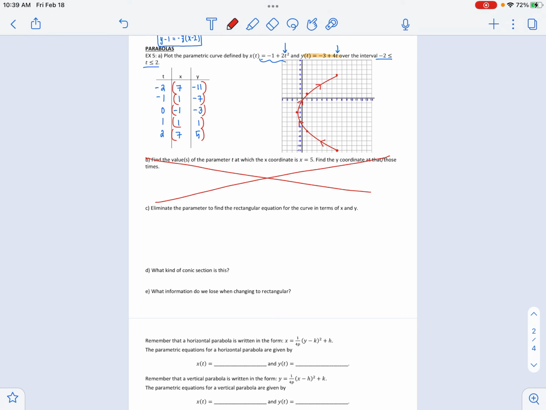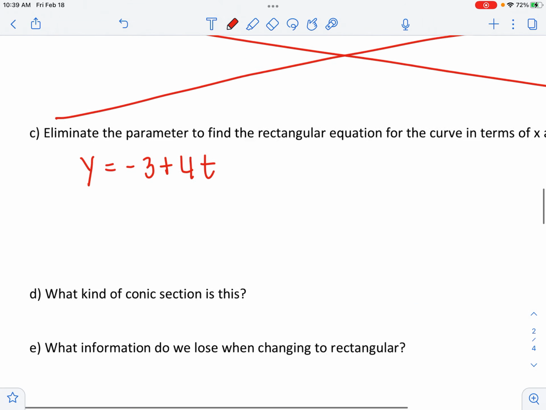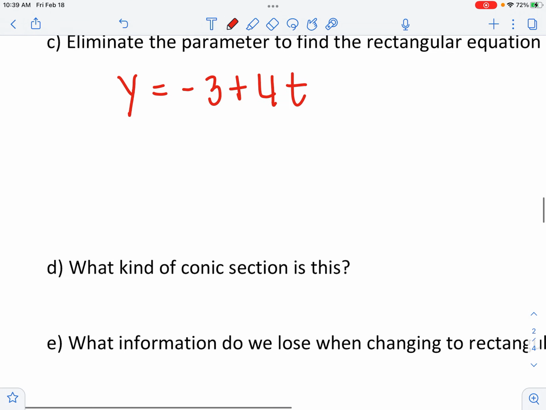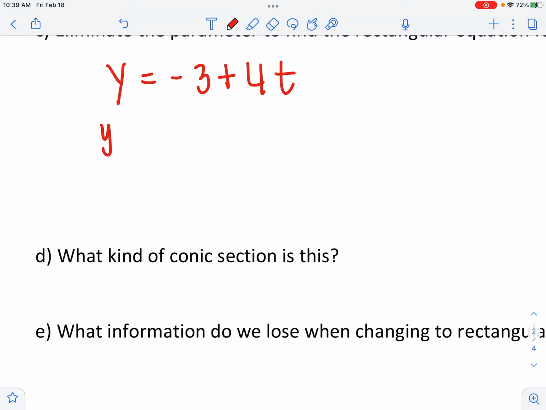So I'm going to say, okay, well, instead, I'm going to do y equals -3 plus 4t. And I'm going to solve this equation for t and plug that into the other equation. So add 3 to both sides. I have y plus 3 is equal to 4t. And then divide both sides by 4. And I get t equals (y plus 3) over 4.